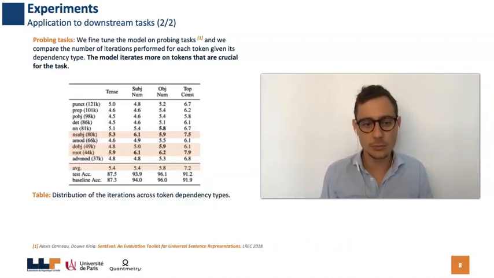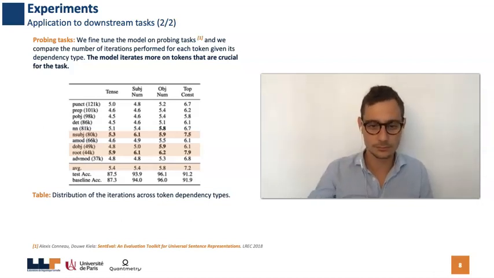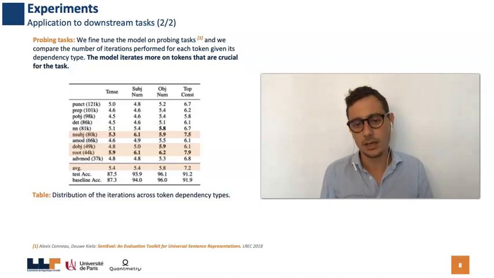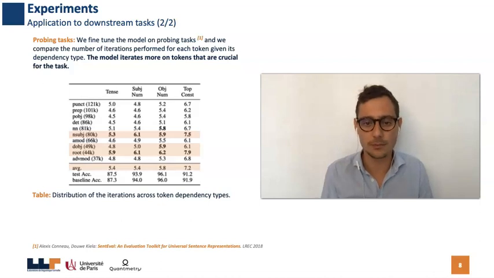We then fine-tune the model on probing tasks, which assess whether a model encodes linguistic properties, and we compare the number of iterations performed for each token given its dependency type. Each task requires a distinct number of iterations. For example, the top const task aims to predict the top constituent immediately below the sentence node. It requires inferring some sentence structure, and it is performed in 7.2 iterations. On the contrary, the tense task aims to predict the tense of the main clause verb. It can be solved from the verb only, and it is completed in only 5.4 iterations.